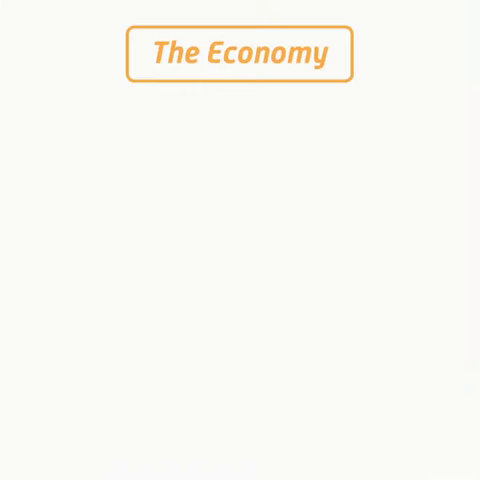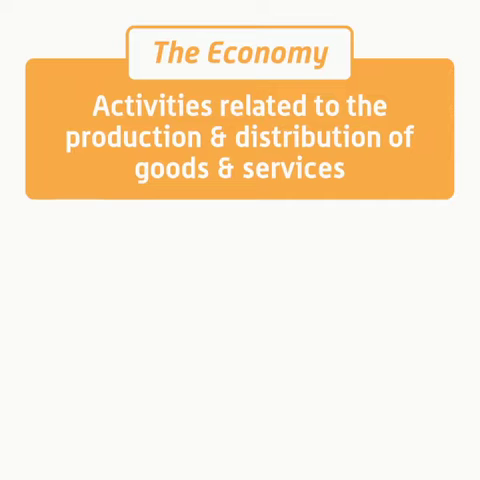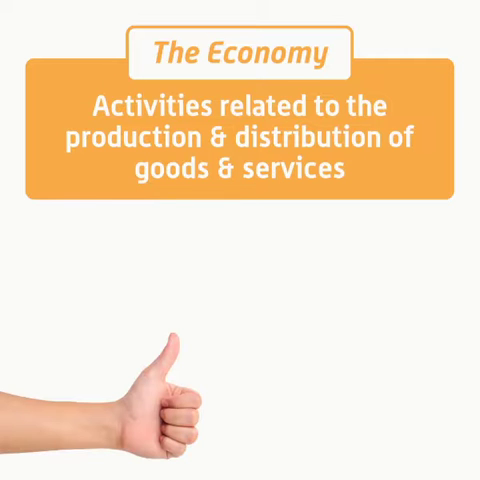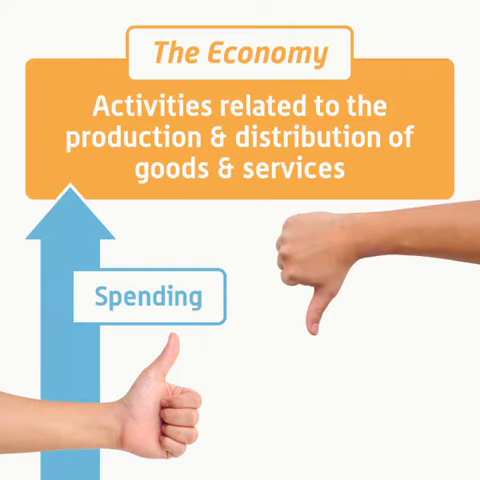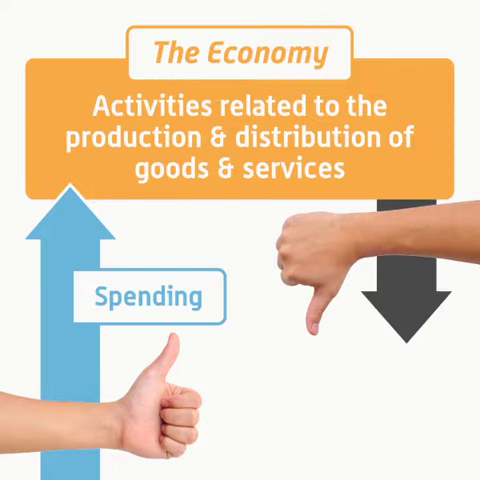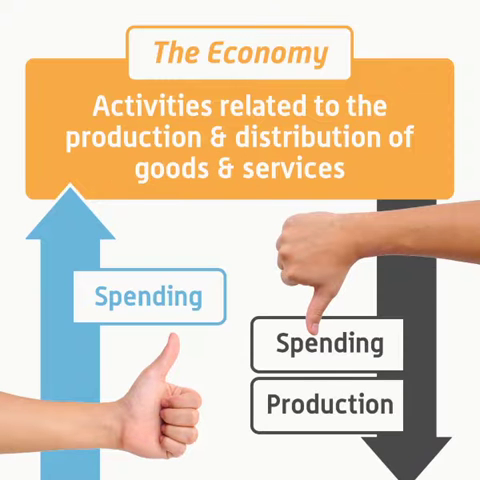The economy is best defined as the activities related to the production and distribution of goods and services. This means that when the economy is doing well, there will be higher levels of spending. However, when the economy isn't doing well, there will be less spending and less production.